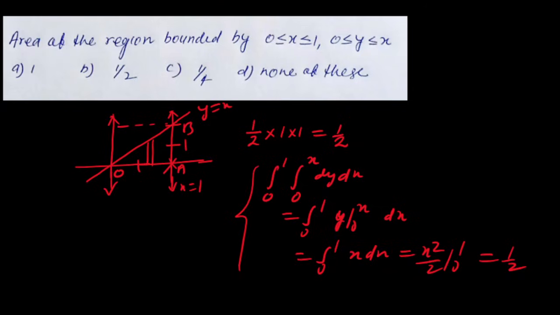But you don't have to do all this. You can clearly see that since they are asking you to find the area, the area of this triangle is 1 by 2. I have told both the ways. Whichever you like is your choice.